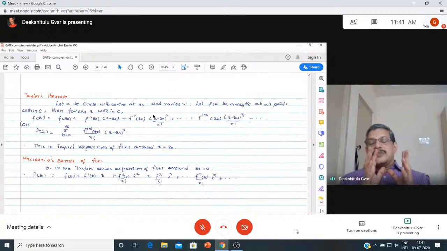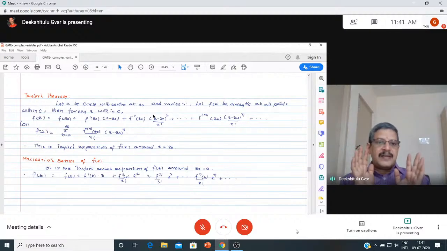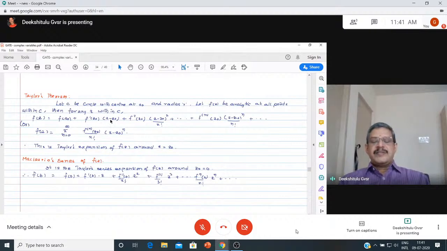In Taylor's theorem, the most important thing is f is completely analytic. Then only we can write the function as a Taylor series. The function must be completely analytic. Let f of z be analytic at all points within C. Then for any z inside C, f of z is equal to f of z0 plus f dash z0 into z minus z0 plus f double dash z0 into (z minus z0) square by 2 factorial, and so on and so forth, nth derivative of z0 into (z minus z0) power n by n factorial, and so on.